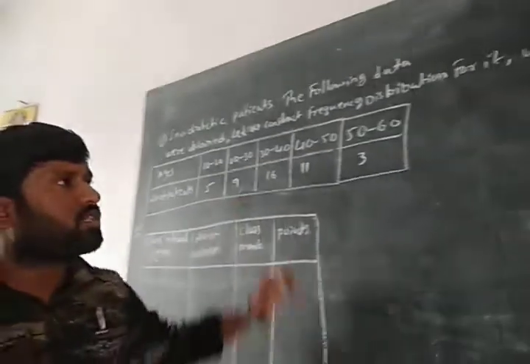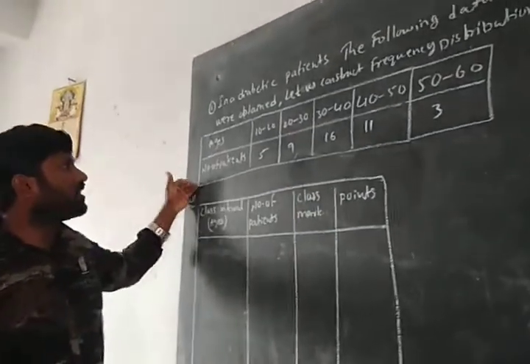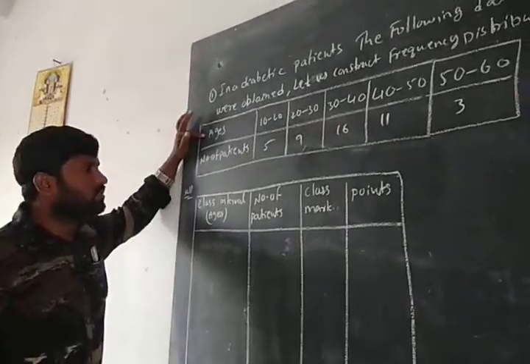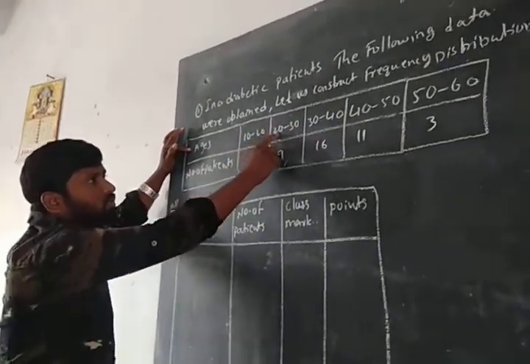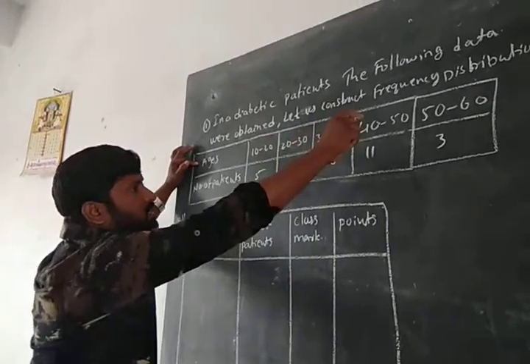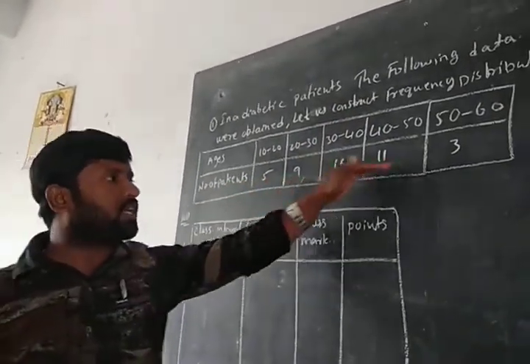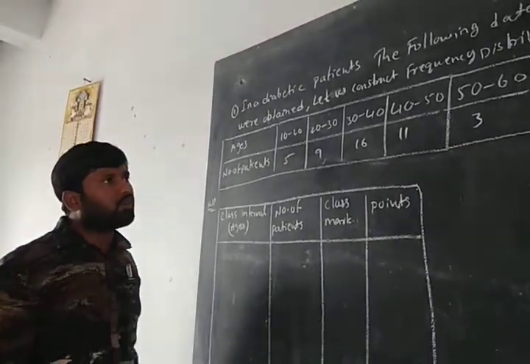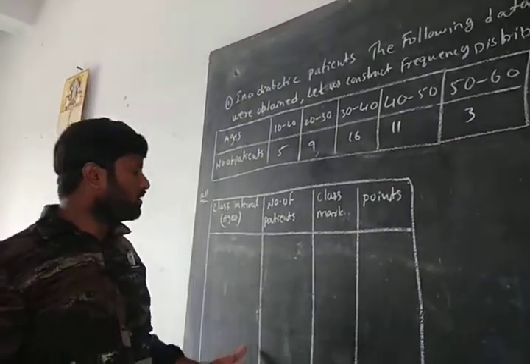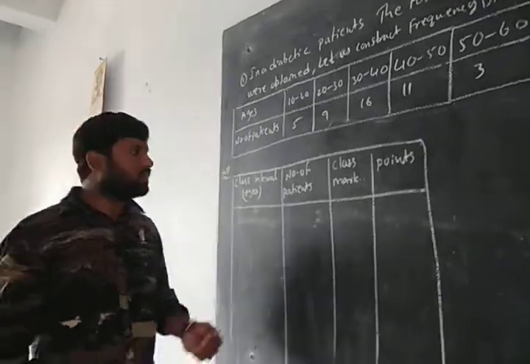So this is the question. The data is given: ages 10 to 20, 20 to 30, the given class intervals like this, and the number of patients 5, 9, 16 and so on, given like this. So now I am going to construct the frequency distribution table first of all.